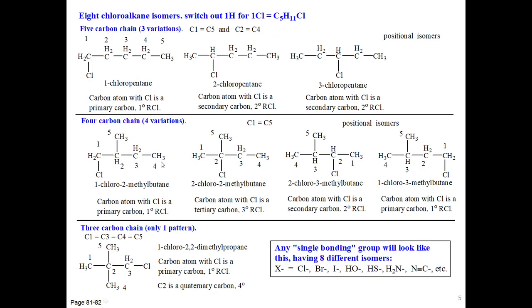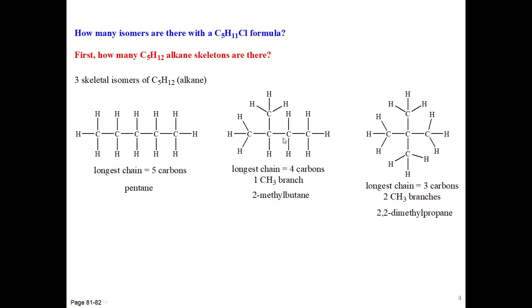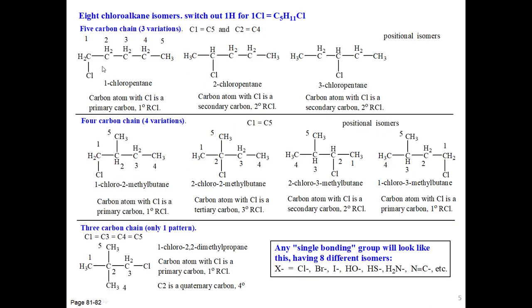So now let's take those 3 skeletons that we have here, and we're going to put a chlorine at each of the different positions. So I could put it at the first carbon, or I could put it at the second carbon, or I could put it at the third carbon. Those are all different. So these are all isomers. Because I use the same carbon skeleton, we just call these positional isomers. Okay. This carbon here has 1 carbon attached. We call that a primary when that's the case. This carbon here with the chlorine has 2 carbons attached. We call that a secondary. This carbon here has 2 carbons attached. We call that a secondary.